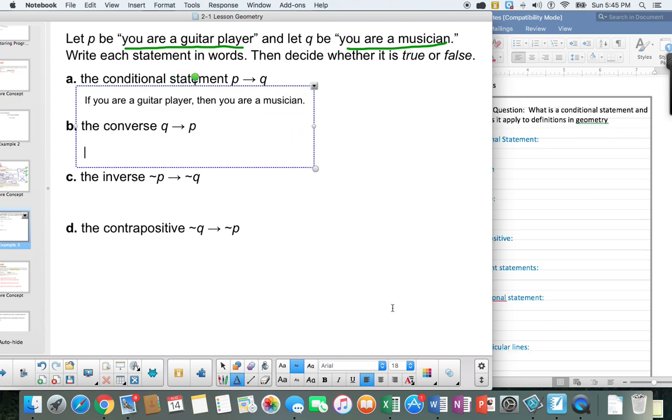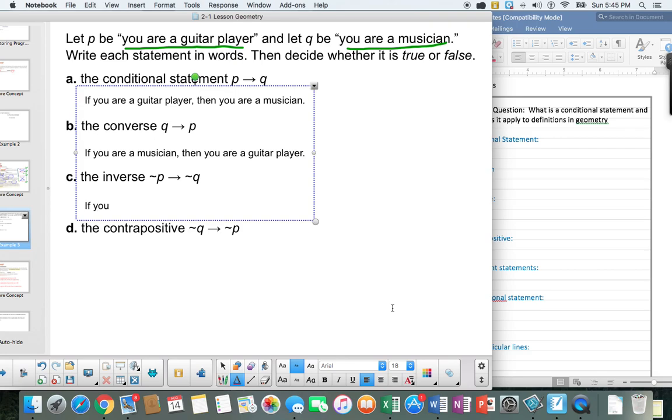For the converse, remember we're switching places. If you are a musician, then you are a guitar player. For the inverse, remember that we are negating the conditional statement. If you are not a guitar player, then you are not a musician.